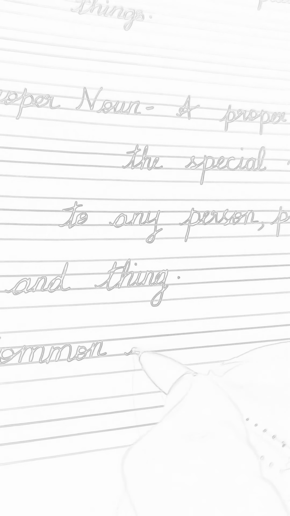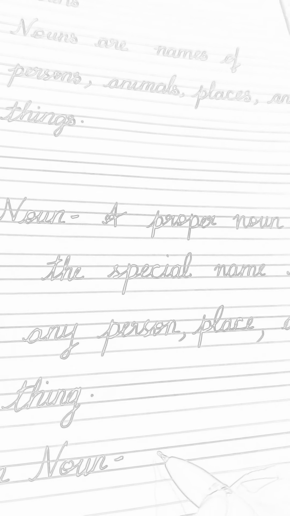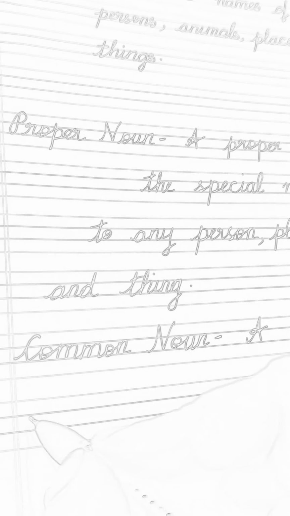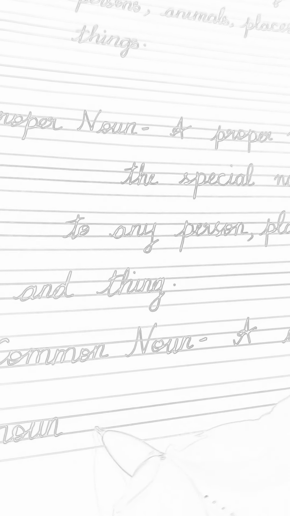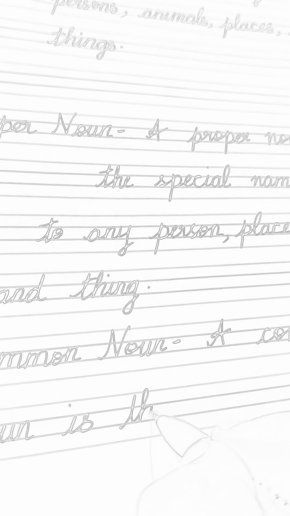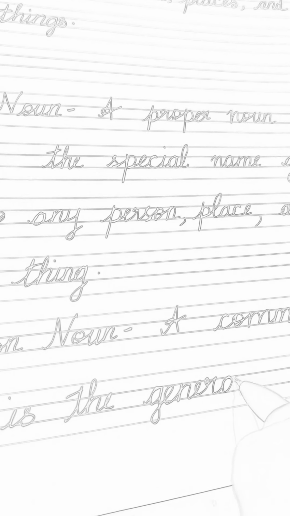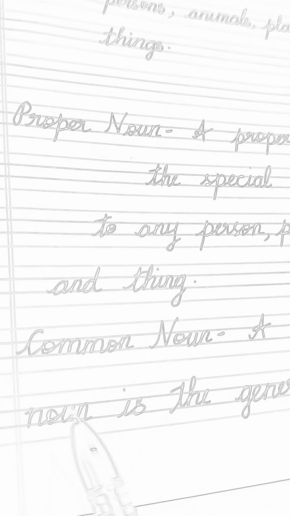What is a common noun? A common noun is the general name. A common noun is the general, general name. Okay, so the difference between proper noun and common noun.